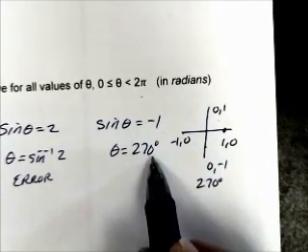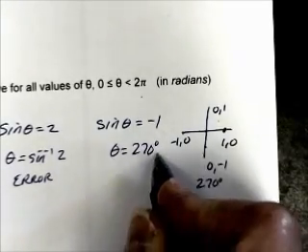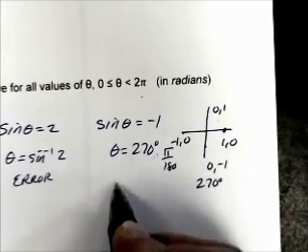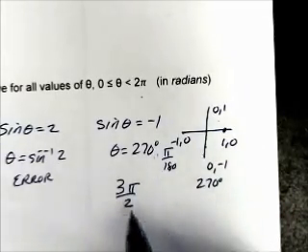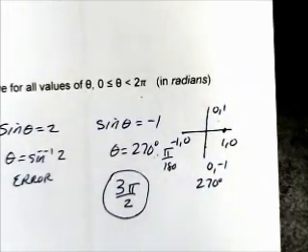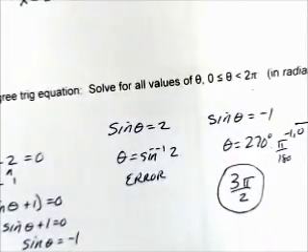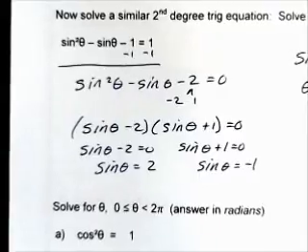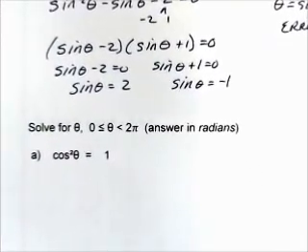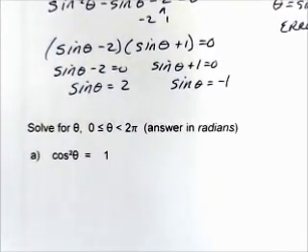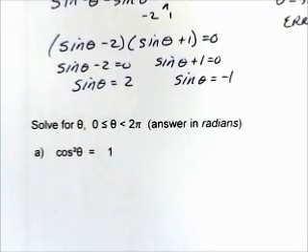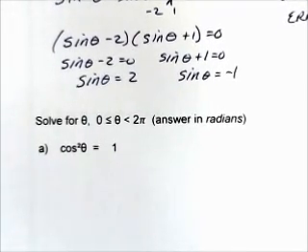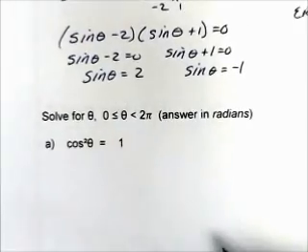We want this in radian measure, so we multiply by pi over 180, and that's 3 pi over 2. So that's one value for theta in that first example. Next, we want to solve cosine squared theta is equal to 1. There are two ways we can go about this. If you had x squared equals 1, one thing you might do is simply take the square root of both sides. That's what I'm going to do here.